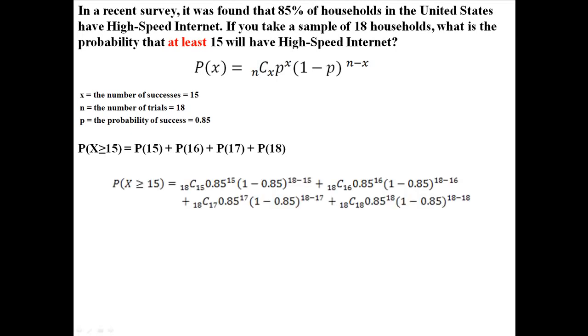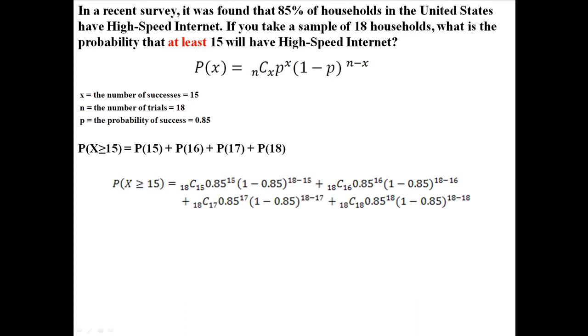So I'm going to make that a little bit smaller so I have some room. Now realize that the probability of there being at least 15 houses means what is the probability of there being either 15 or 16 or 17 or 18. So that means we're going to have to find the probability of 15, 16, 17, and 18 and then add them together. And then that's the probability that there will be at least 15 houses with high-speed internet. And that's what I've done there.